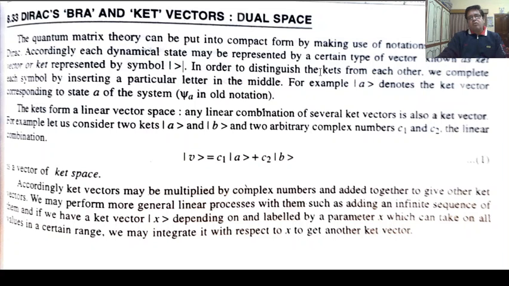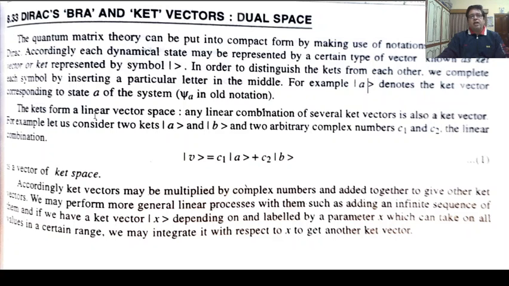In order to distinguish the kets from each other, we complete each symbol by inserting a particular letter in the middle. If there is some letter in the middle, then we can distinguish between the ket vectors. For example, ket A denotes the ket vector A corresponding to state A, which is equivalent to psi A. This is a ket vector A.